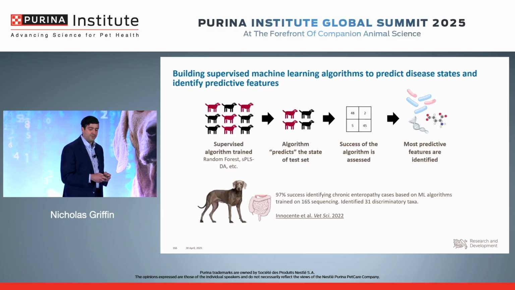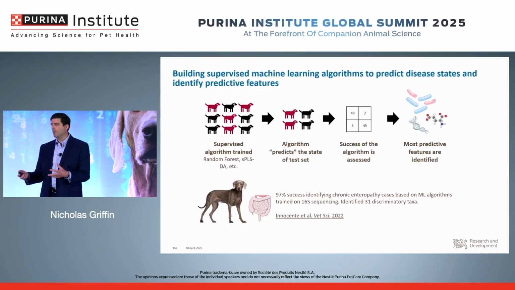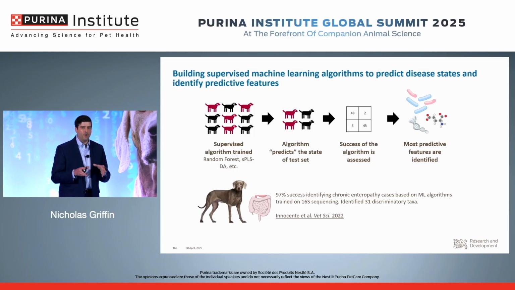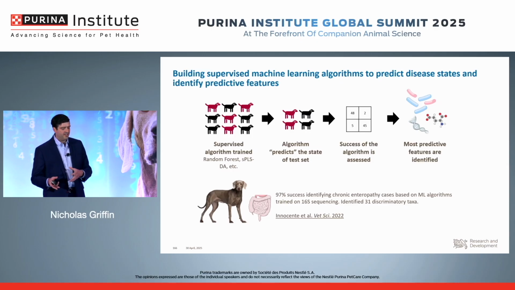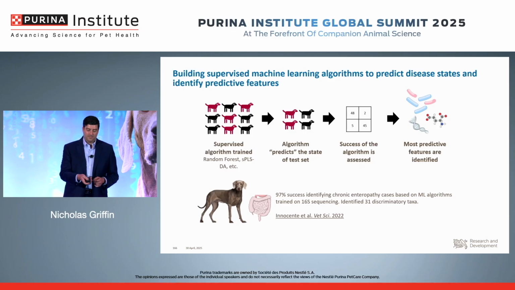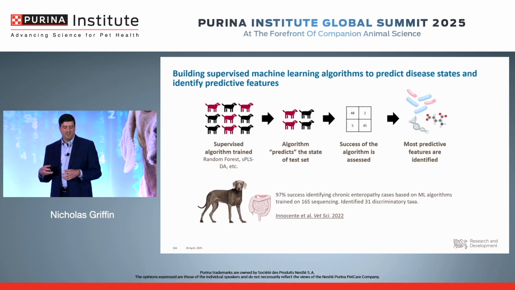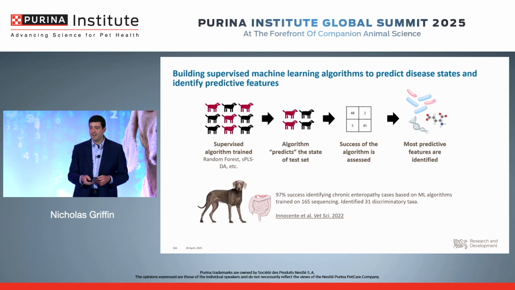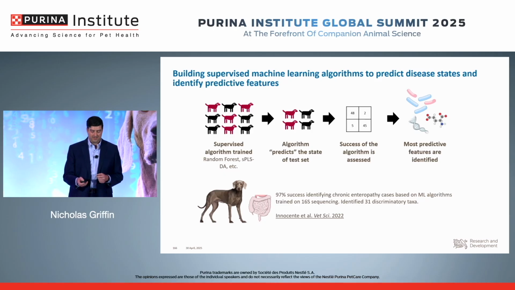In a supervised machine learning algorithm, you're doing kind of more what we've been talking about with machine learning, which is that you have a cohort where you know the answers that you want to predict. So you divide your data into a test set and a training set. You create an algorithm based on the training set, and then you apply it to the test set. So this paper from 2022 basically uses this approach to identify that the microbiome can be used to predict chronic enteropathy very, very well. This is a very, very common approach using machine learning in microbiota.